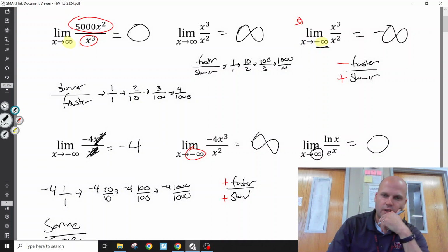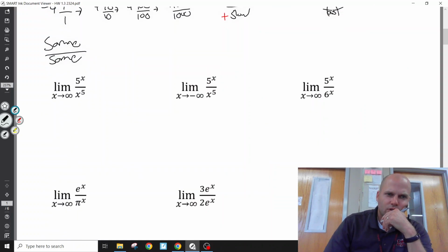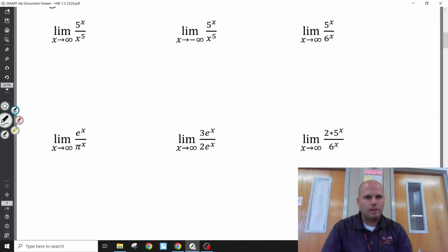In terms of the infinities, slower infinity over a faster infinity is 0. Okay, I'm trying to catch you on these. Look, I got 5 to the x and 5 to the x. I got the same one, but in both directions, this is important.